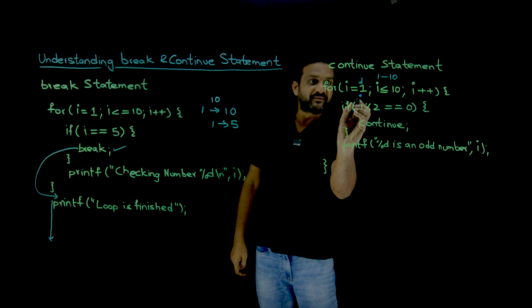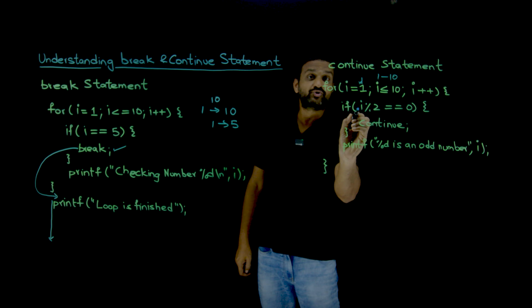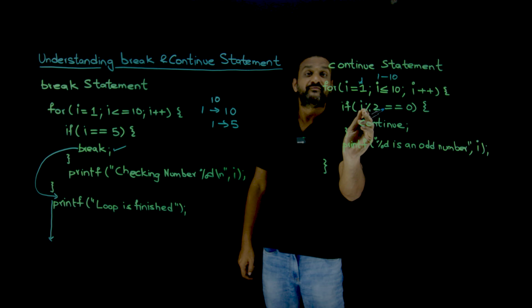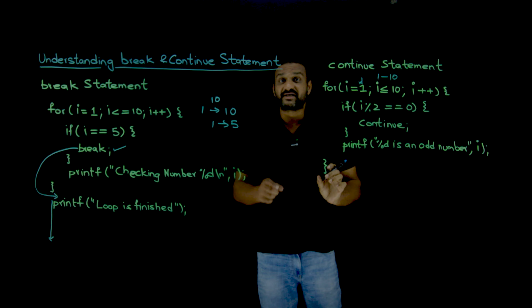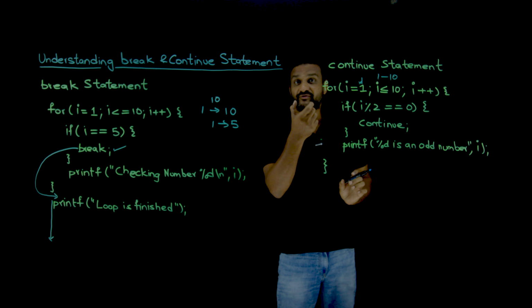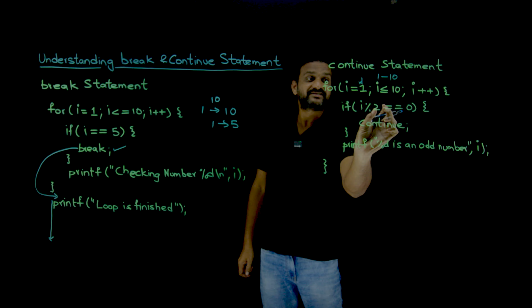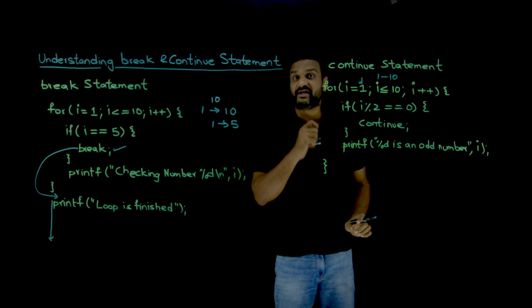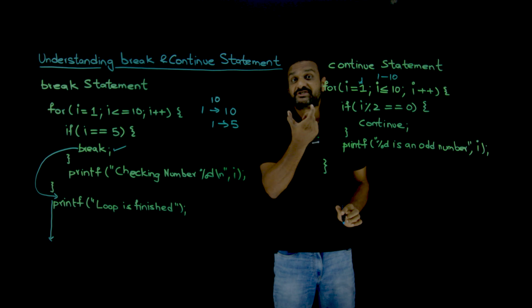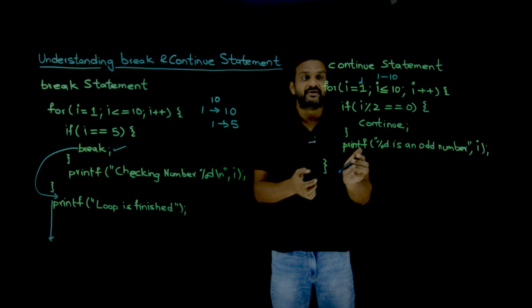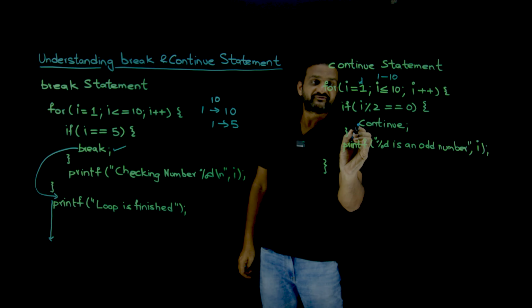Whenever we come into this loop, we are going to do the modulus division of I by 2. Whenever we do modulus division, the remainder is the result. If the value of the remainder is equal to 0, it is an even number. A number which produces a remainder of 0 when divided by 2 is an even number. So within this if statement, the continue will get executed.